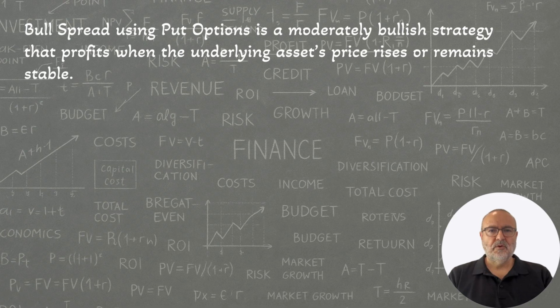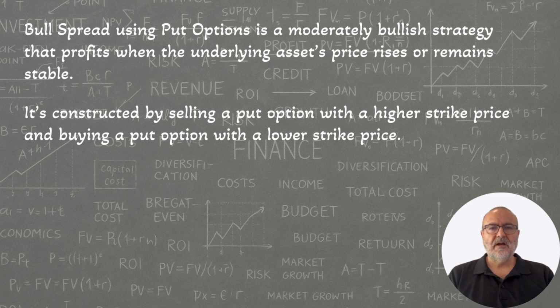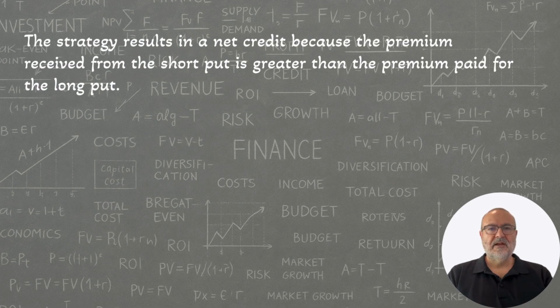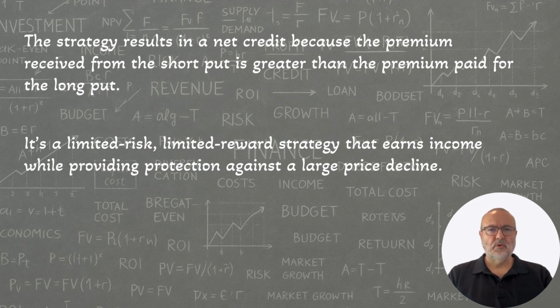Bull spread using put options is a moderately bullish strategy that profits when the underlying asset's price rises or remains stable. It's constructed by selling a put option with a higher strike price and buying a put option with a lower strike price. Both options have the same expiration date and the same underlying asset. The strategy results in a net credit because the premium received from the short put is greater than the premium paid for the long put. It's a limited risk, limited reward strategy that earns income while providing protection against a large price decline.